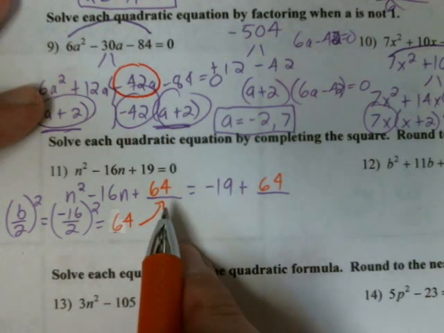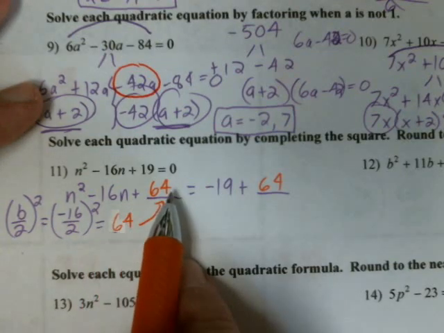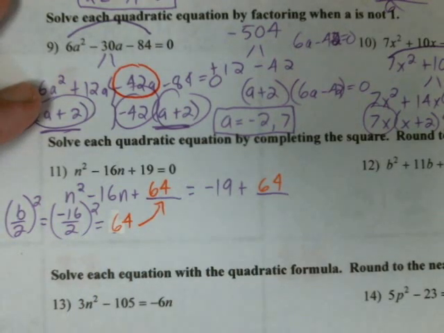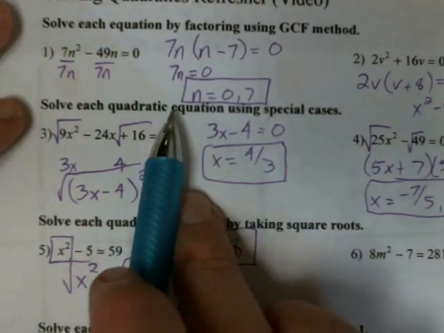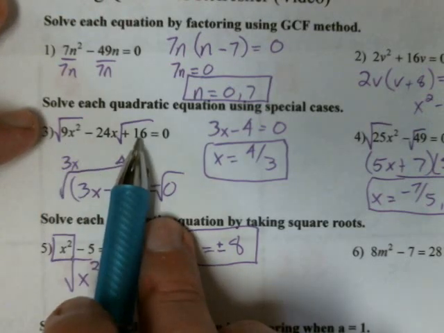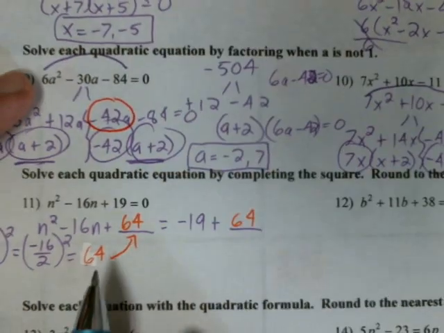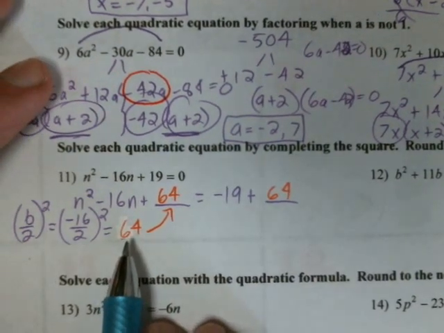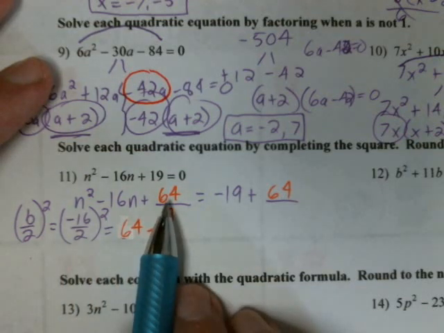Now what, Mr. Meese, why did I do that? n squared minus 16n is not a perfect square. When I add the 64, that's interesting. n squared is a perfect square. Let's go back up to our special cases. Can I take the square root of that? Yes. Can I take the square root of that? Yes. When I multiply the two factors and double it, do I get the middle term? Yes. All right, so check this out. n squared is a perfect square. 64 is a perfect square.